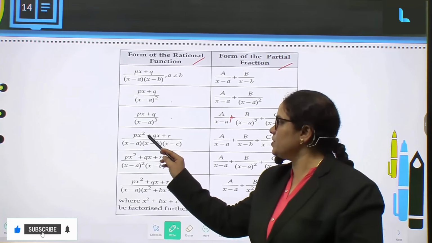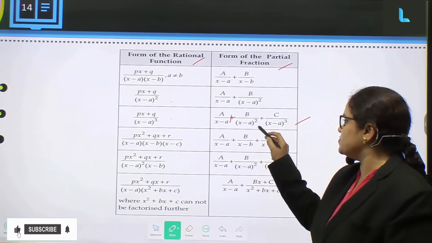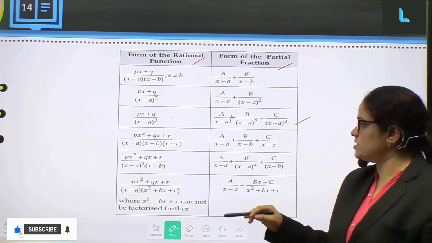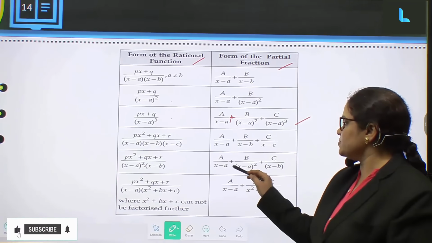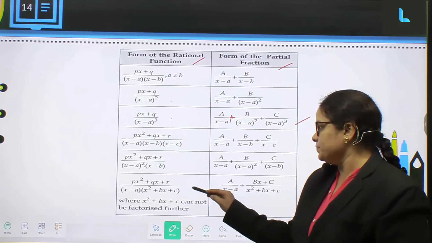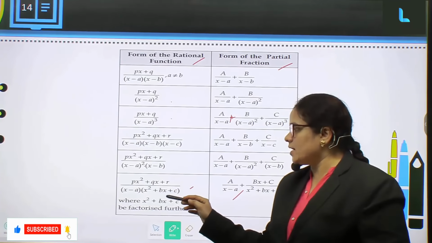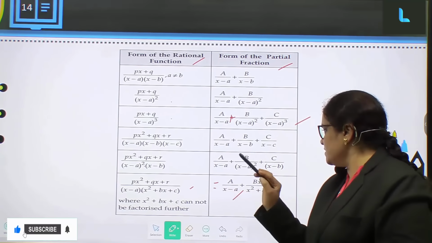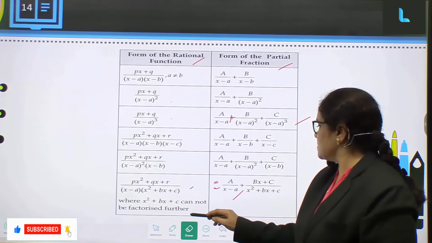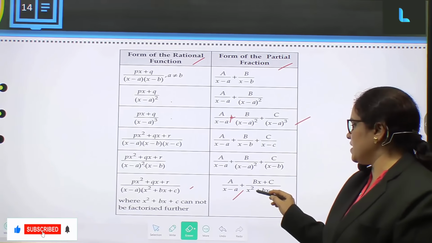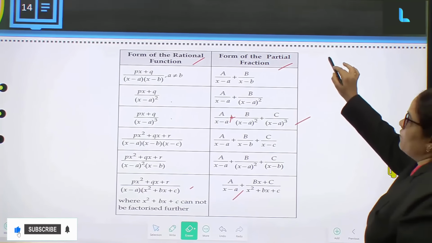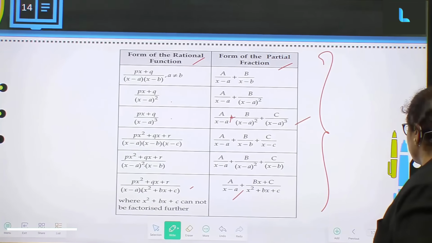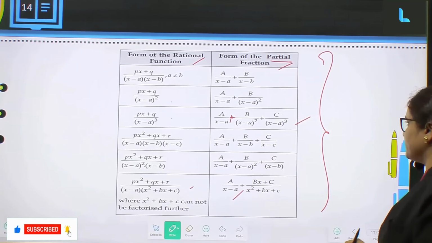Next, for this rational function (px square plus qx plus r) by (x minus a)(x minus b)(x minus c), the form can be written as A by (x minus a) plus B by (x minus b) plus C by (x minus c). The next one is also (x minus a) whole square into (x minus b), only the denominator changes here, and the form is A by (x minus a) plus B by (x minus a) whole square plus C by (x minus b). And the last one is (px square plus qx plus r) by (x minus a)(x square plus bx plus c). Its partial fraction form is A by (x minus a) plus (Bx plus C) by (x square plus bx plus c). So these are the forms of the rational functions, and finally we have to write the form of the partial fractions.